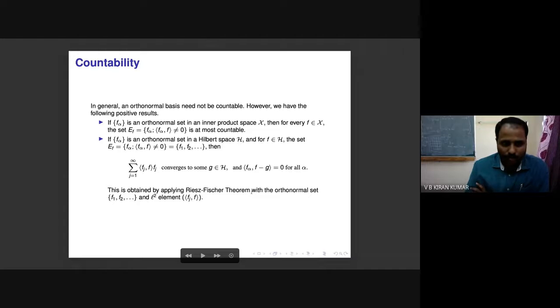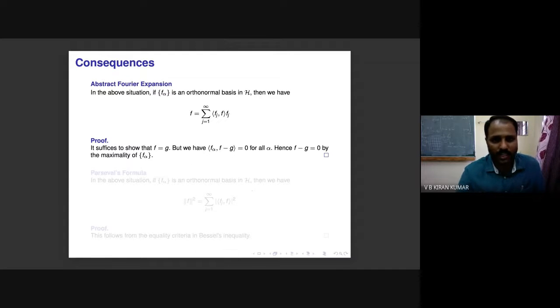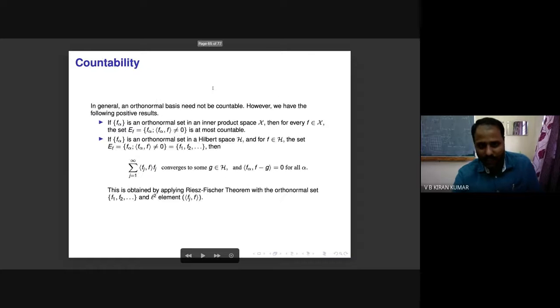So now the consequence is that in this situation we have this. This is true for any orthonormal set. But what happens if f_alpha is an orthonormal basis? Then this happens only when F equals G, because the inner product of f_alpha with F minus G equal to 0 for all alpha will imply that F minus G equals 0, right? Because this is an orthonormal basis, that is a maximal orthonormal set.